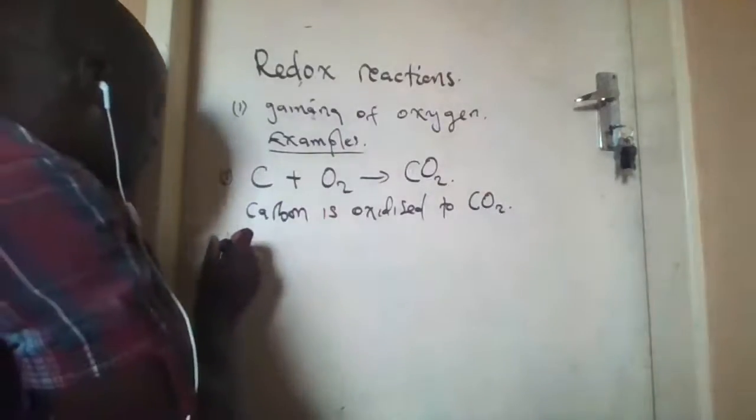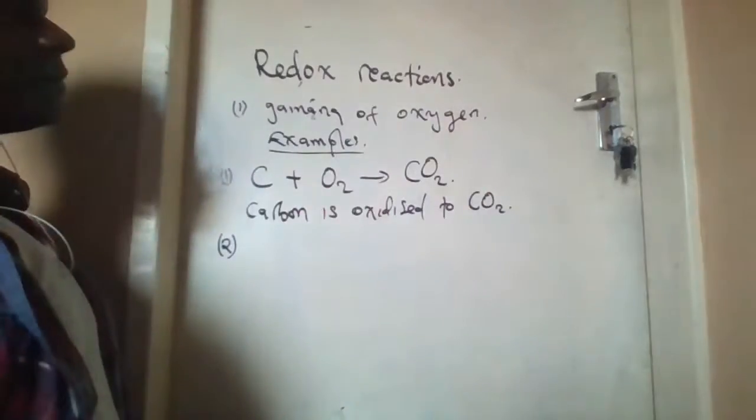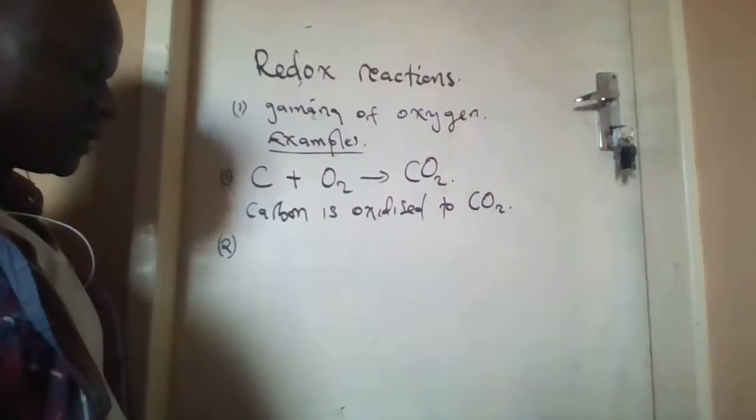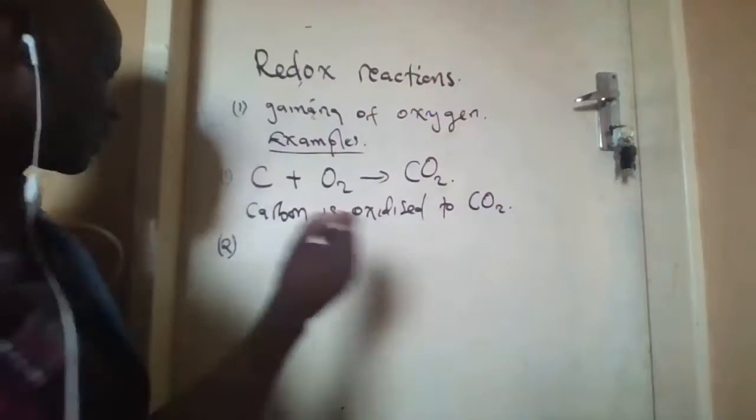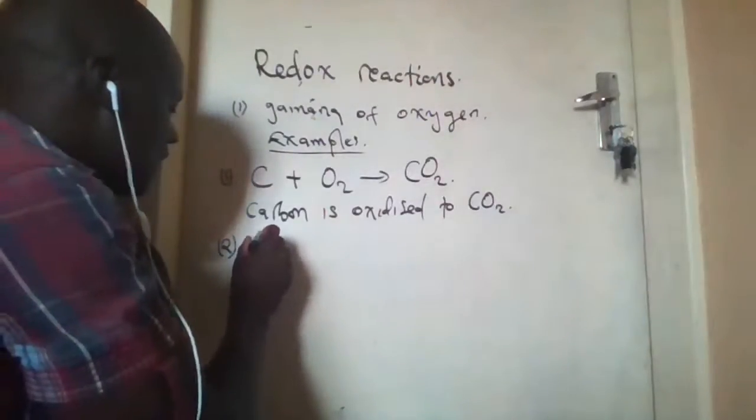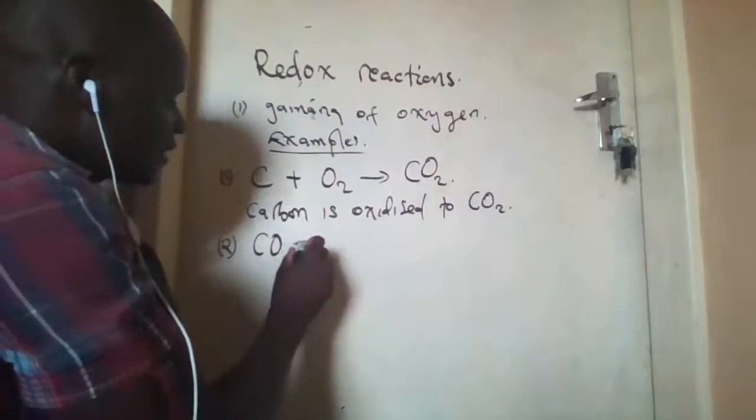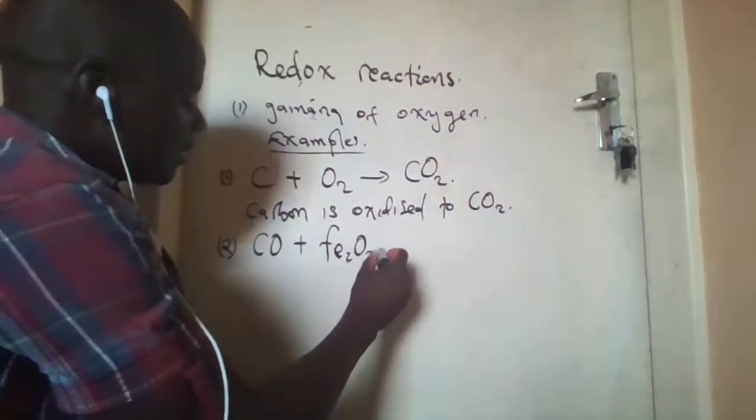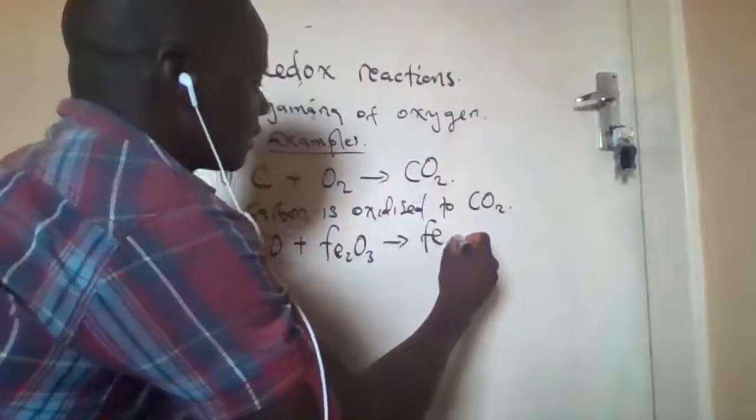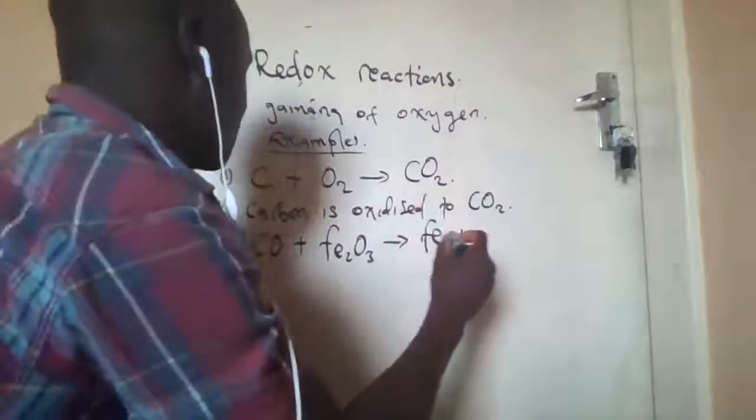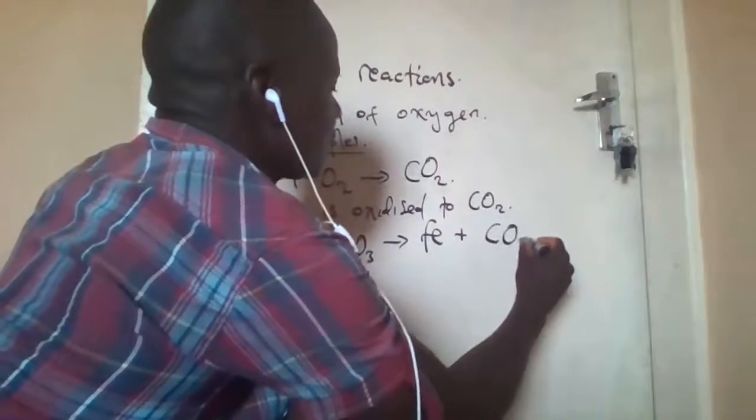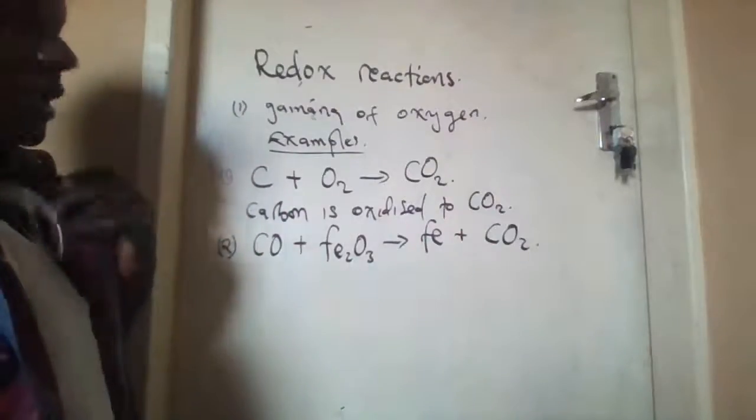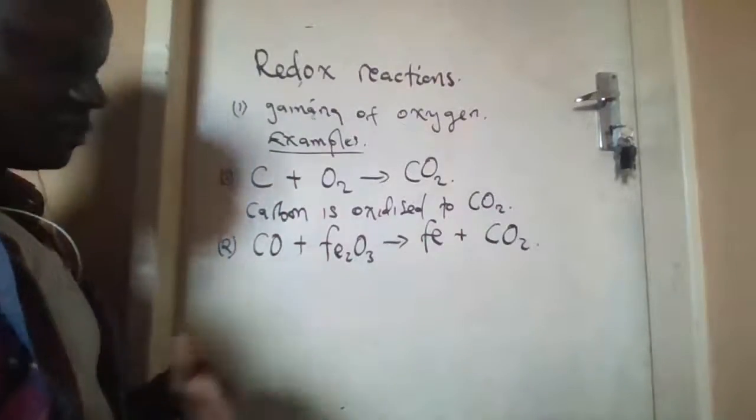Two, the other one is a reduction. You can have carbon monoxide plus iron Fe2O3, then you form pure iron plus carbon dioxide. Don't mind the balancing part. The balancing part will come later, but I'm just interested in the gaining and the losing of oxygen here.